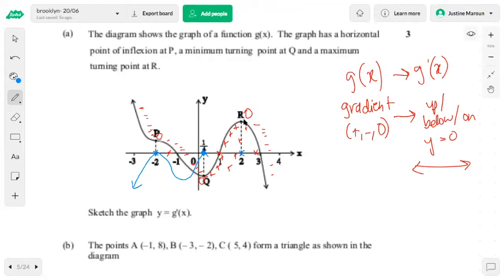And then after Q, I have a positive gradient all the way up to R, so it's above the graph, but I have to come back down again because I have to intercept that too. And then after that, a negative, and then just down like that.